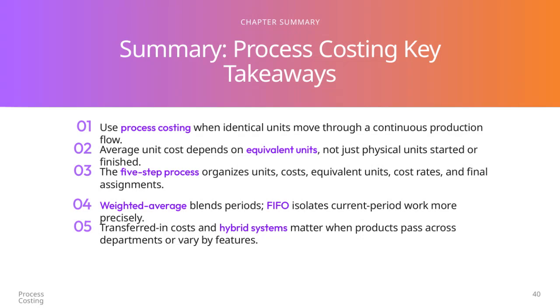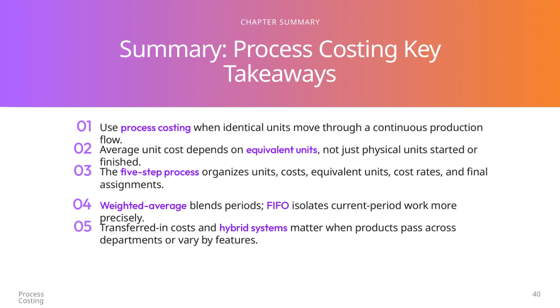Let's review the key points about process costing. First, process costing is best suited for situations where identical units move continuously through production, like in manufacturing or chemical processing. Next, it's important to understand that the average unit cost is based on equivalent units, which take into account partially completed products, rather than just counting the units started or finished. The process costing method is structured around 5 steps: organizing units, assigning costs, calculating equivalent units, determining cost rates, and finally assigning costs to units.